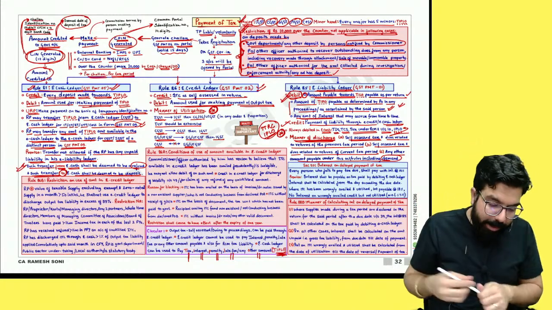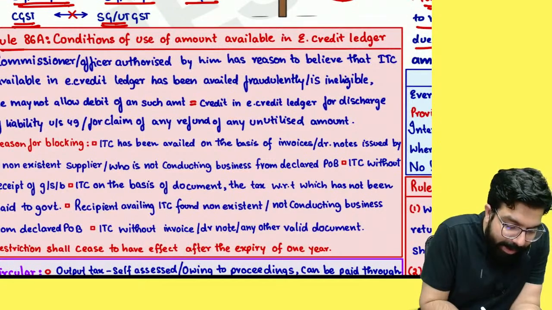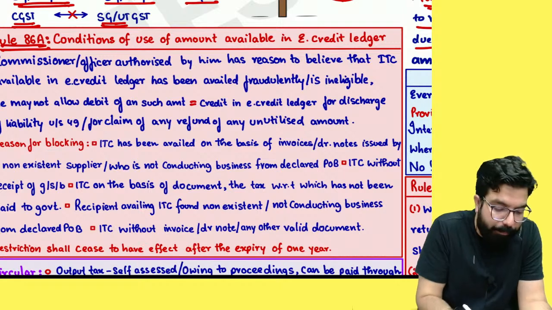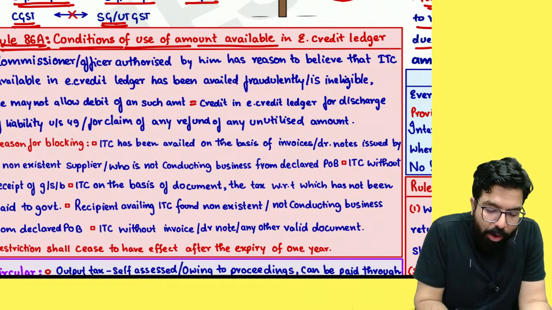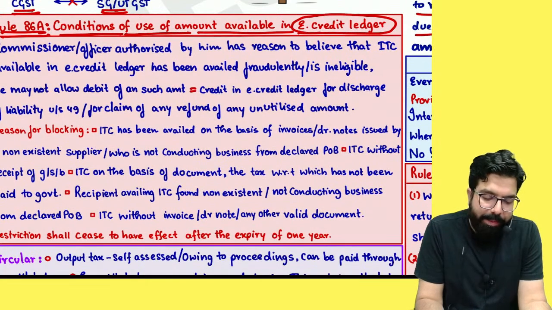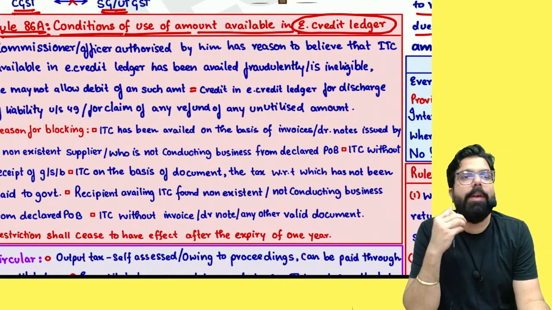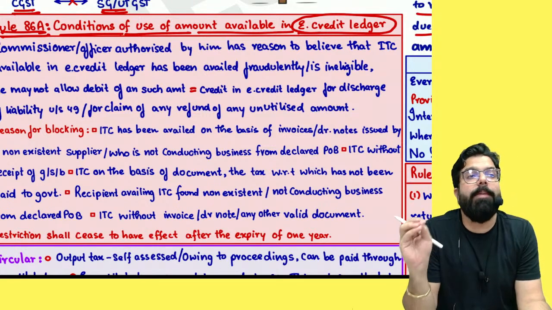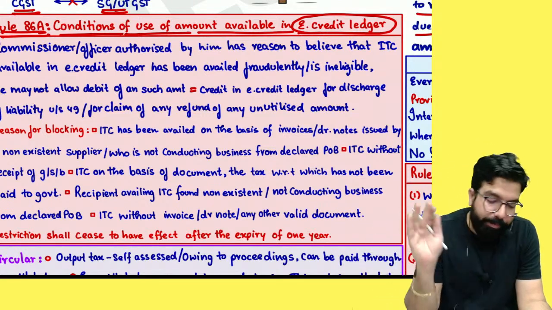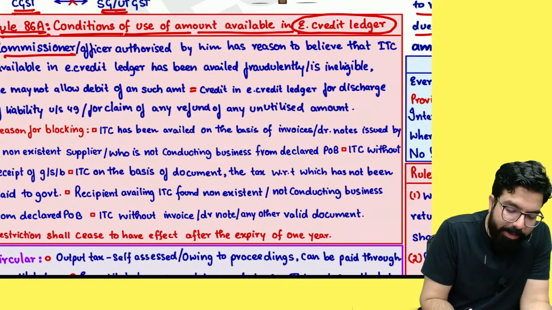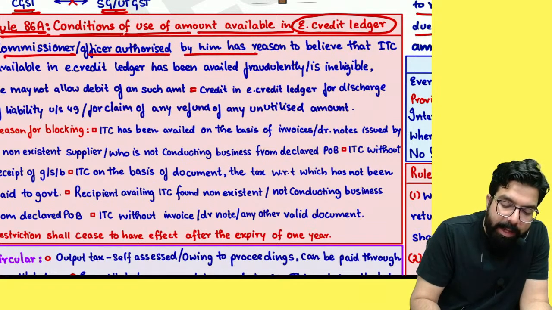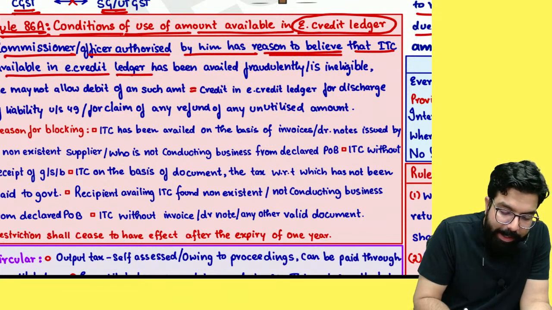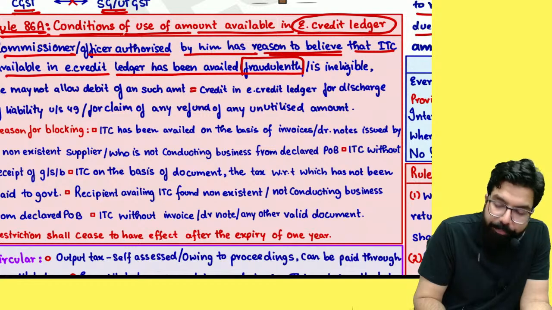Now everyone over here, the next one is 86A. They have asked in the exam, rule number 86A, important from exam point of view. Condition of use of amount available in the e-credit ledger. Now they are telling that the commissioner can actually block the amount which is available in your e-credit ledger. Now, commissioner, who can block? Commissioner or any officer authorized by him, if he has reason to believe that the ITC available in the e-credit ledger has been taken by you, what everyone?